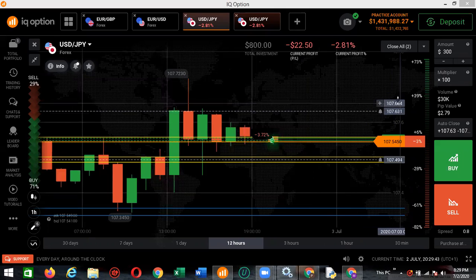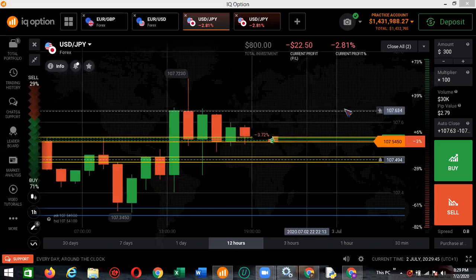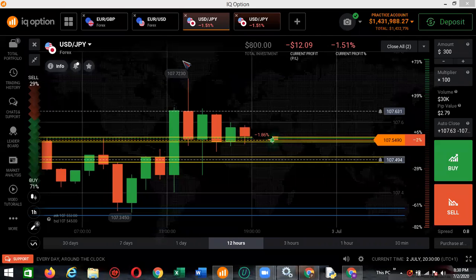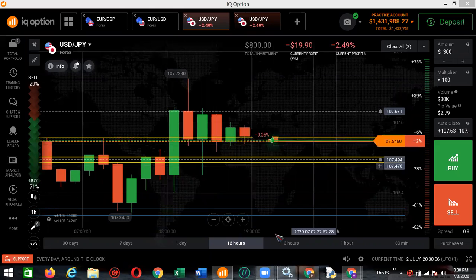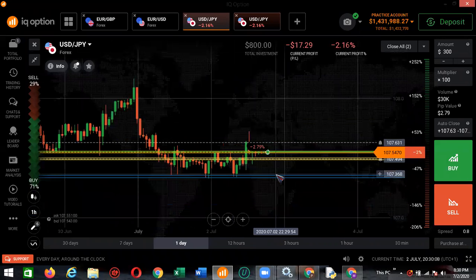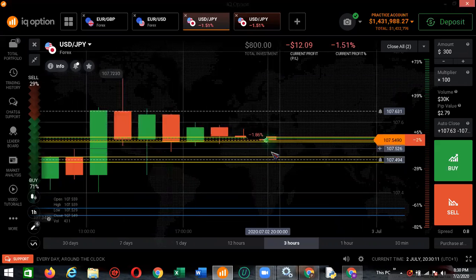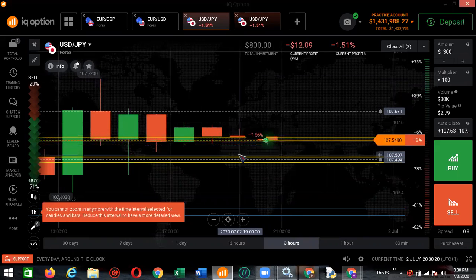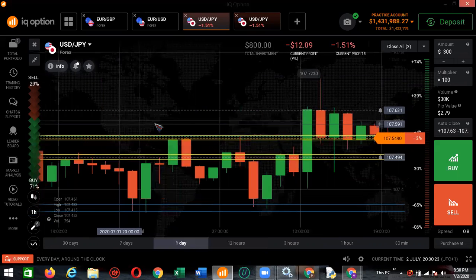Based on your screen now, I can see your resistance and support. So now your resistance, which is the yellow line, why is it below this highest point? Because I always pick mine to be the highest point. Now, the reason why I placed it around this point is because I want to place my trade instantly. So I look for a particular support level around where the market currently is. You understand?